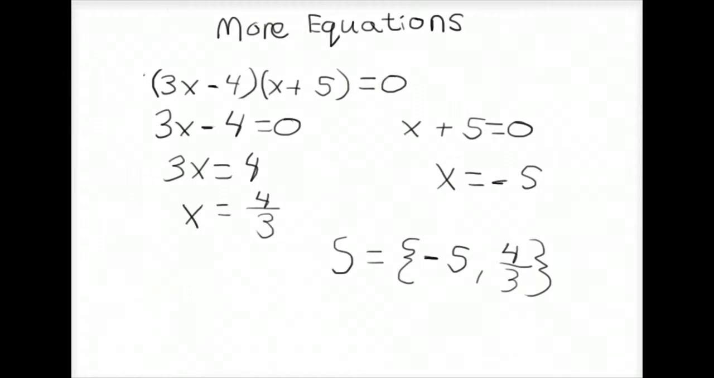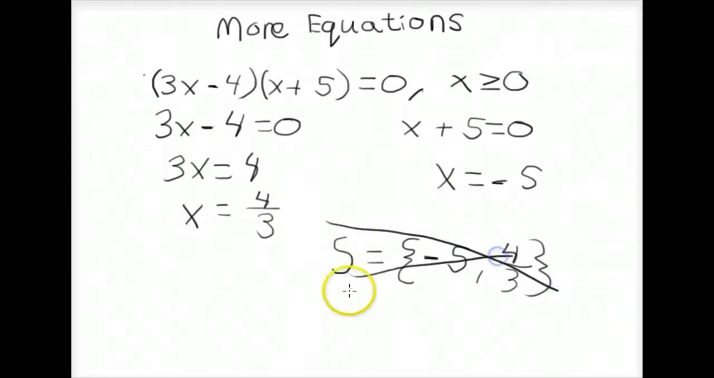Now, they could list a domain in the original expression. Let's say they had this equation, but they said that x had to be greater than or equal to 0. If this were the case, then though these are both valid solutions, this would not be the set. We would then say that the set is only equal to 4/3 because that's the only solution that's in the domain.